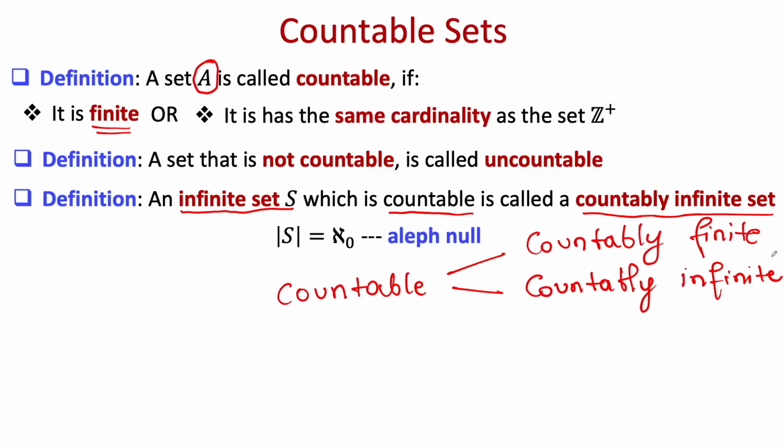If we are considering the second category of countable sets, namely infinite sets whose cardinality is the same as the set of positive integers, then we use the notation aleph null to denote the cardinality of such sets. This aleph is a Hebrew character, and 0 denotes the null here. So the cardinality or size of the set of positive integers is called aleph null, and if your set is countably infinite, then its cardinality will be aleph null.